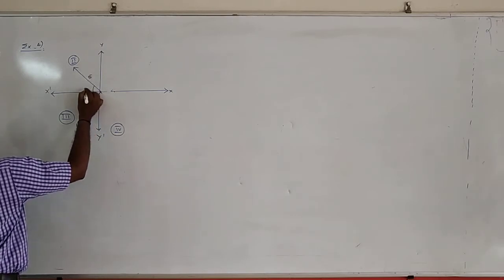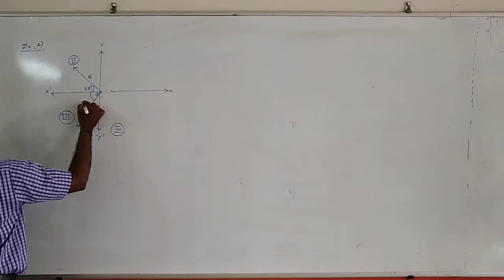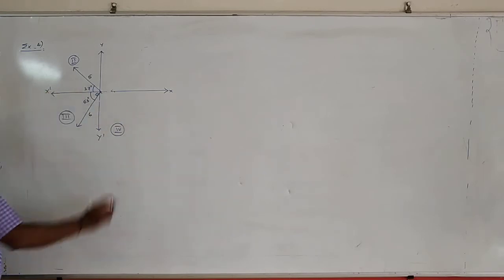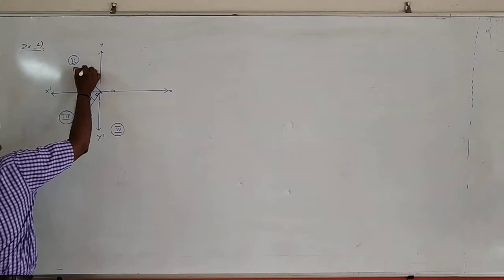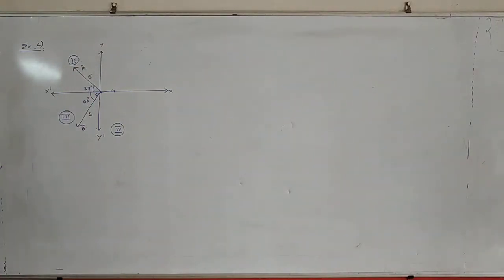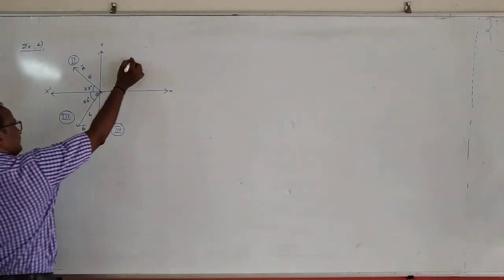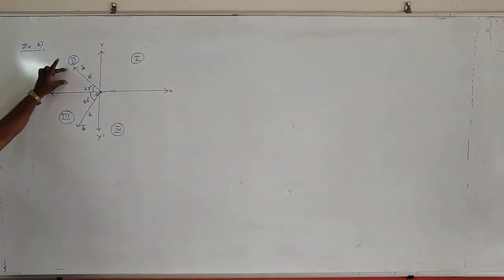First vector makes an angle 37 degrees with the negative x-axis and this makes an angle 53 degrees with the negative x-axis. Find the resultant of these two vectors. First one is a bar, second one is b bar. What is the resultant of these two? Come on, tell me my students. In the second quadrant, a bar is lying in the second quadrant here.